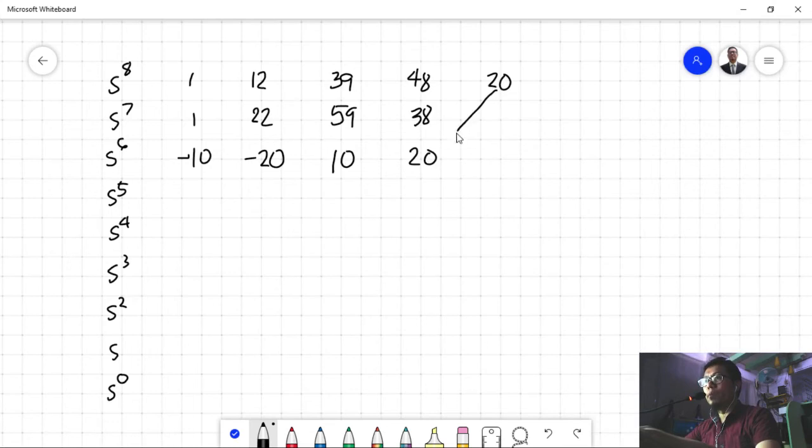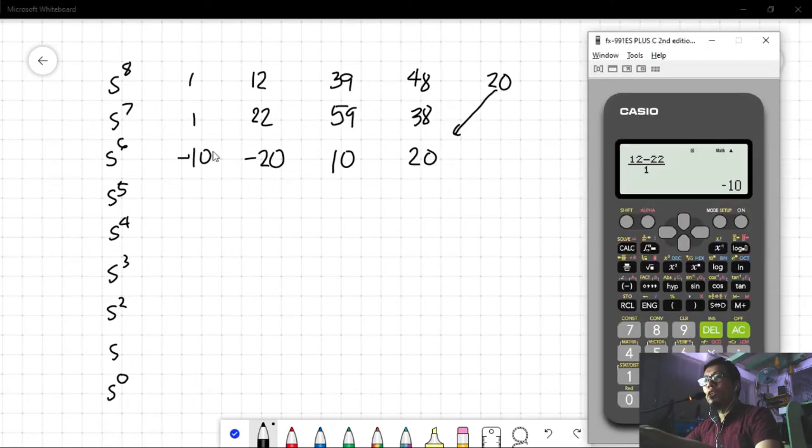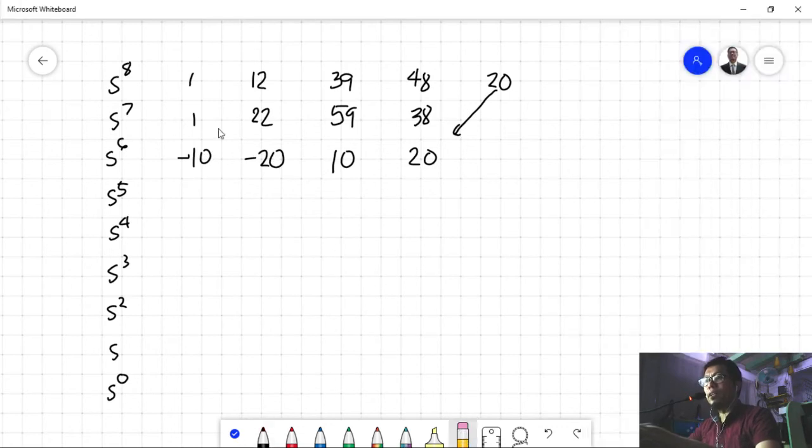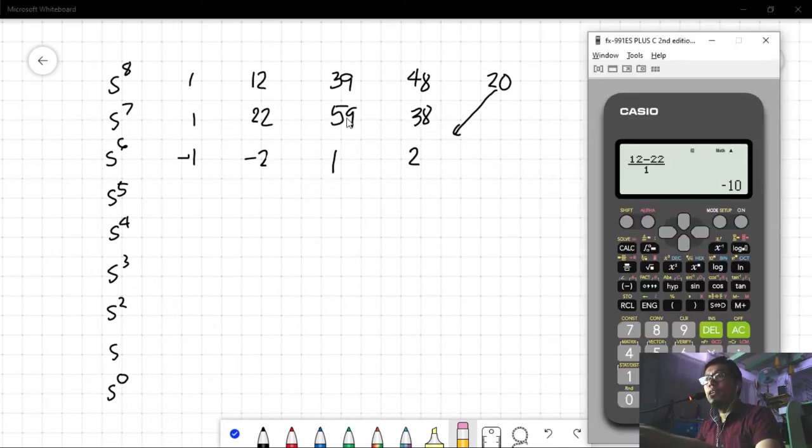So pwedeng ito i-bring down natin dito. Okay, so now this can be divided by 10 so that ang pwedeng lumabas na lang diyan is negative 1. Okay, this is negative 20, negative 2. Okay, then this is positive 1. Then this is positive 2. Okay. And then for the next row, we will have negative 1 times 20, negative 22.